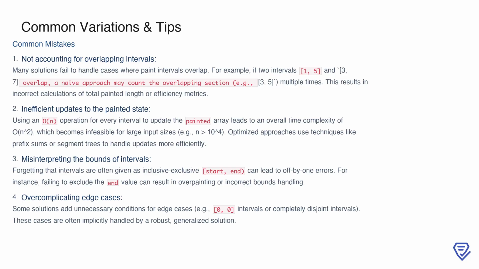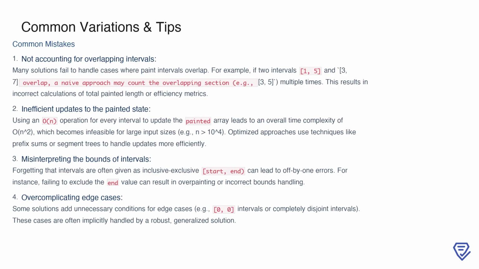Another issue is using inefficient methods to update the painted state. If you perform an O(n) operation for each interval, you end up with an n squared time complexity, which is impractical for large inputs. Instead, you should aim for more efficient techniques, such as prefix sums or segment trees.